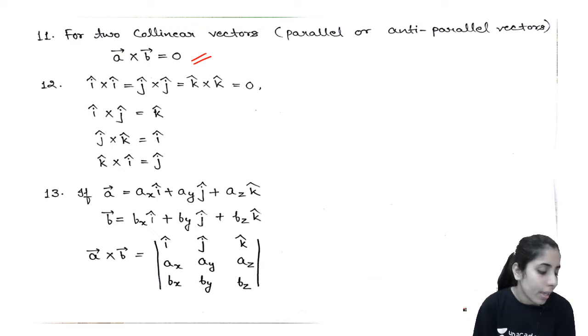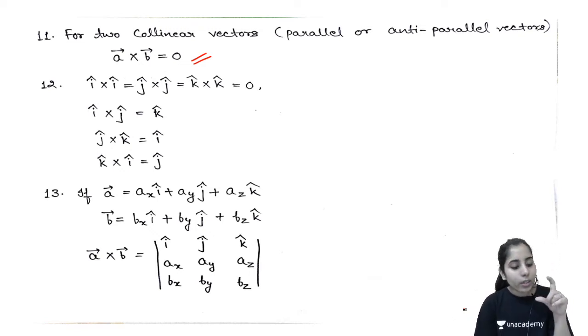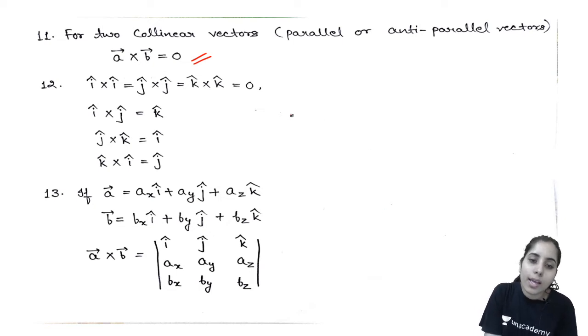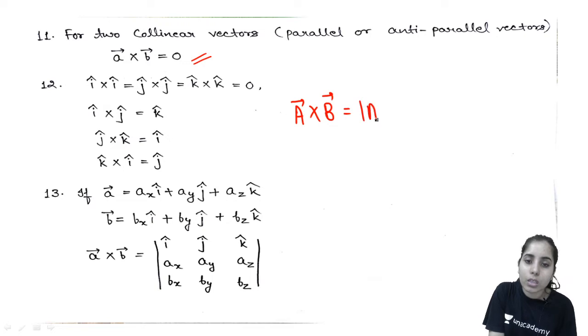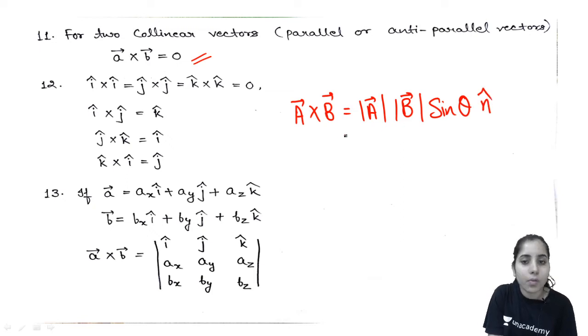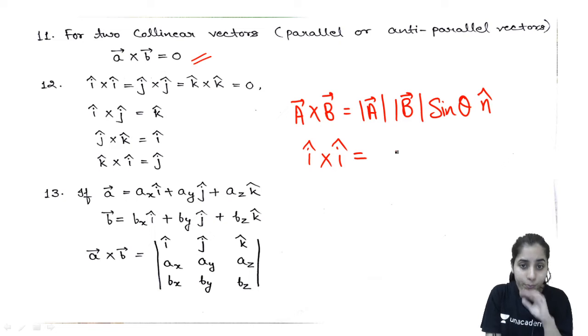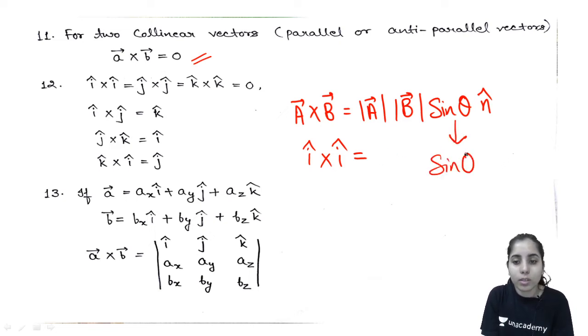Next point. The cross product of any vector with itself will be 0. Why? Because we know A cross B is equal to AB sine theta, where theta is the angle between vectors A and B. So if I say I cross I, angle theta will be 0. So sine 0 will be equal to what? 0. And that's why I cross I is equal to 0.